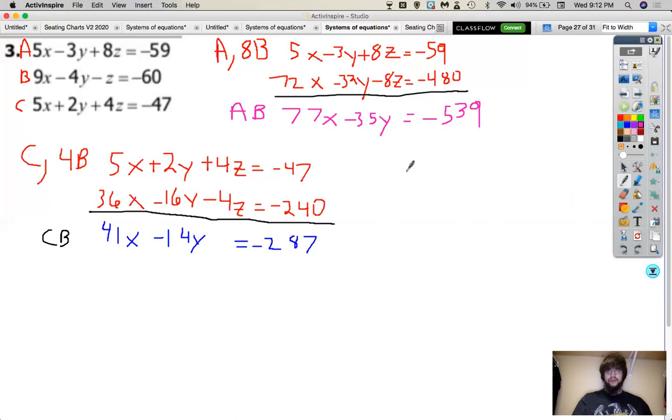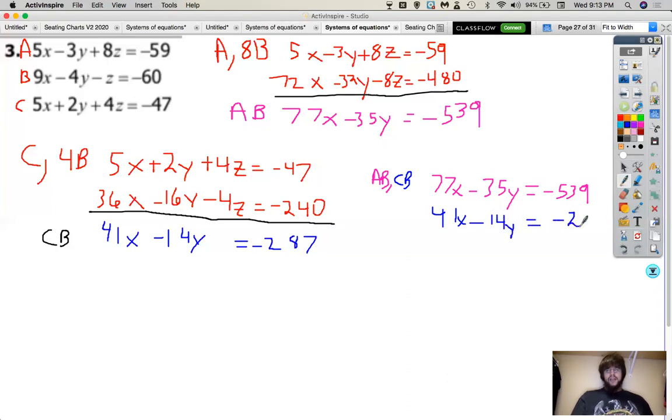Okay, so I'm going to write down AB and CB. 77x minus 35y equals negative 539. 41x minus 14y is negative 287.